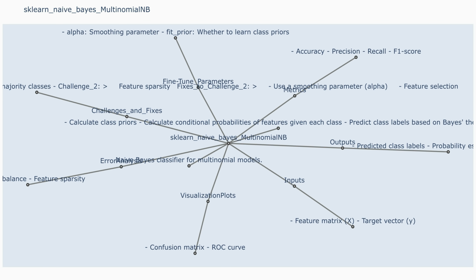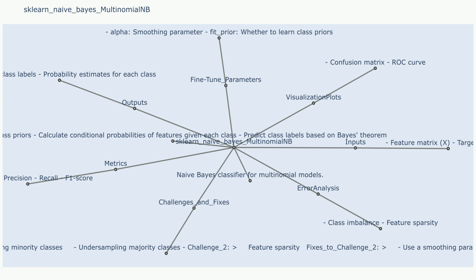sklearn, naive Bayes, multinomial NB. Description. Multinomial naive Bayes is a probabilistic classification algorithm that is commonly used for text classification tasks. It is based on the Bayes theorem and assumes that the features are independent of each other given the class.